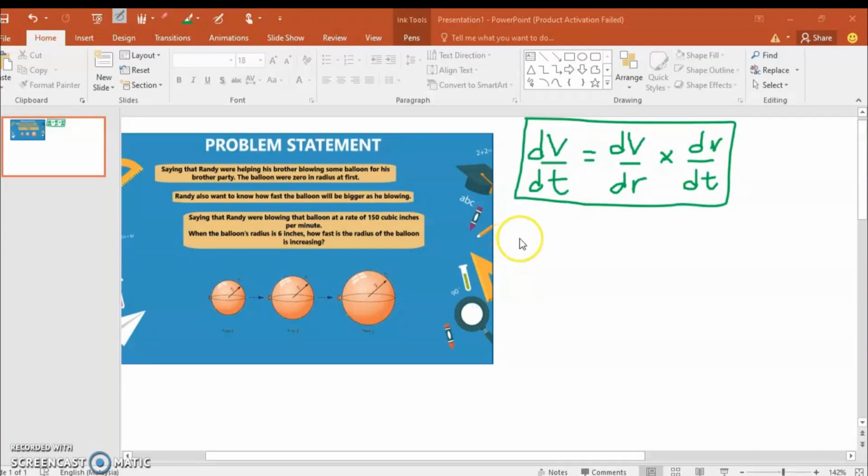For this question, the information given is 150 cubic inches per minute, which is our dV/dt. And then the question asks how fast the radius of the balloon is increasing, which means this is dr/dt.